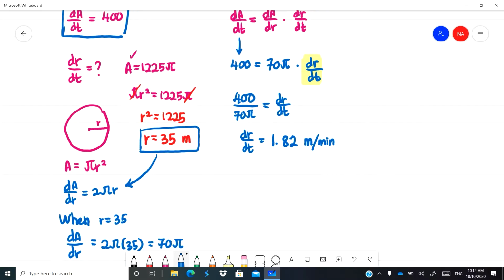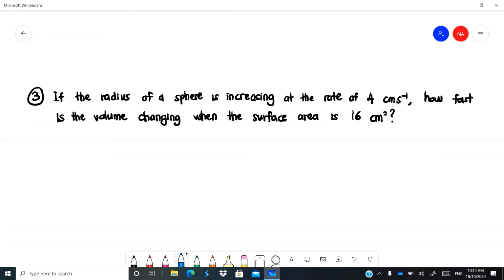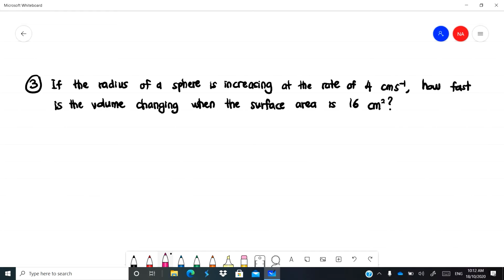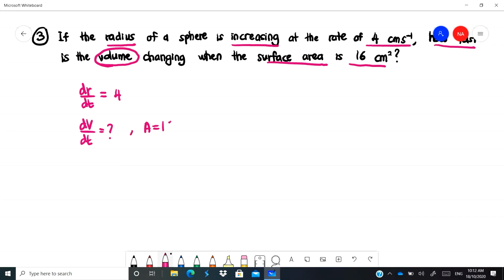Okay, all right, so next let's move to question number 3. If the radius of a sphere, look at the question, read the question carefully. The radius of the sphere is increasing, so we have dr over dt, which is given by 4. How fast? How fast means something over dt, but what is that something? Actually volume. So we want to find dv over dt. That's the question, when the surface area is 16.